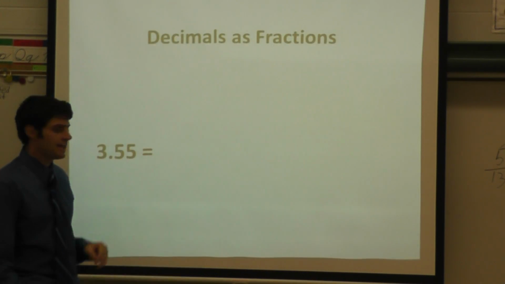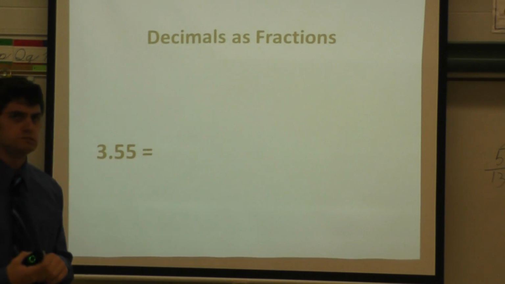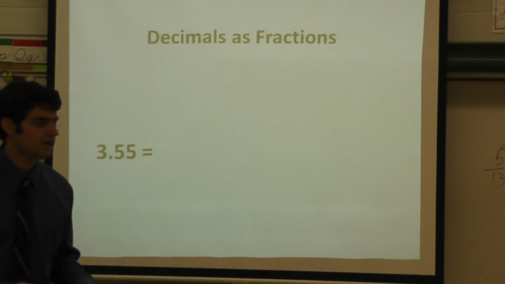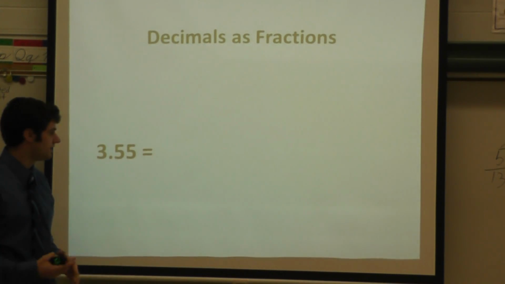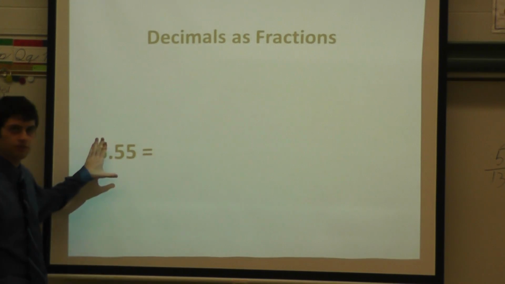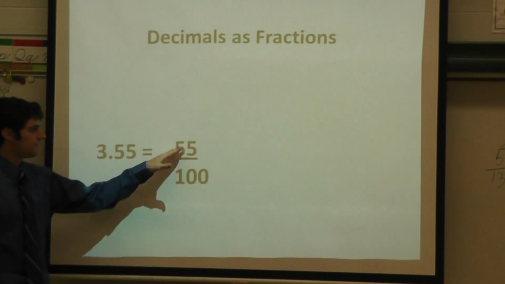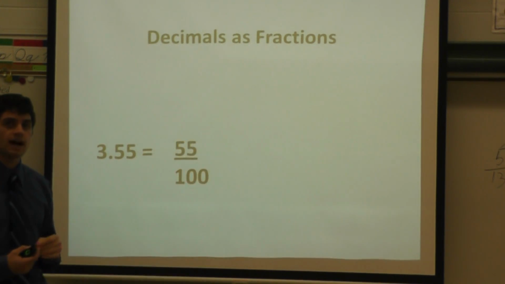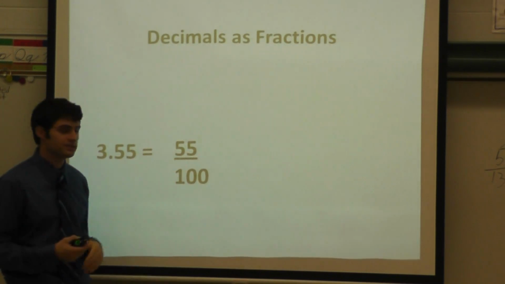Let's take a look at a different example. If I have 3.55, that's a little different. I have a number in front of the decimal. I would read this as 3 and 55 hundredths. I'm not going to worry about the 3 for right now. Let's just worry about the 55 hundredths. 55 hundredths would become 55/100. Yep, you caught it again. I can simplify this number.